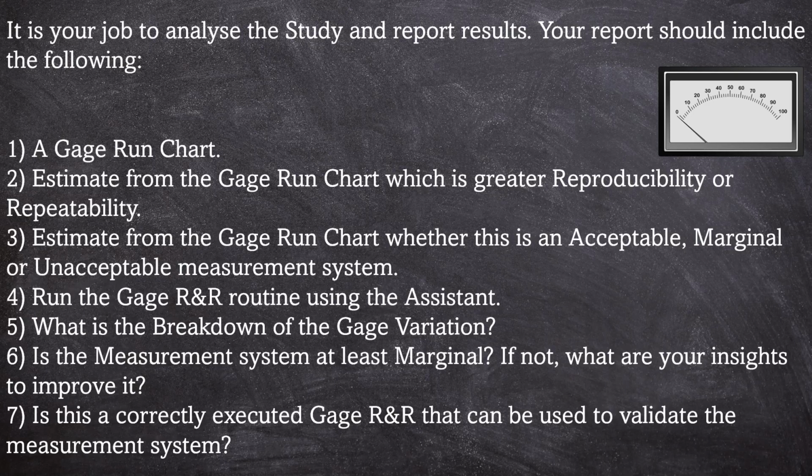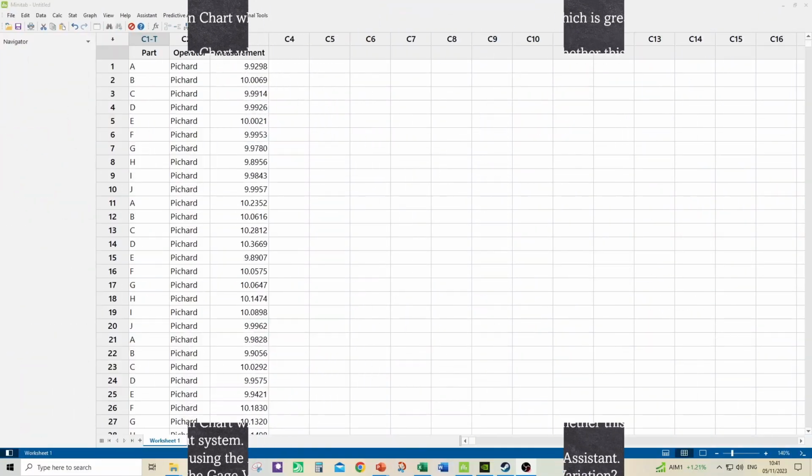Again, we're split into 2 parts. One is around the gauge run chart from sections 1 to 3, and 4 to 7 are around the Gage R&R routine using the assistant. Let's get into that now.